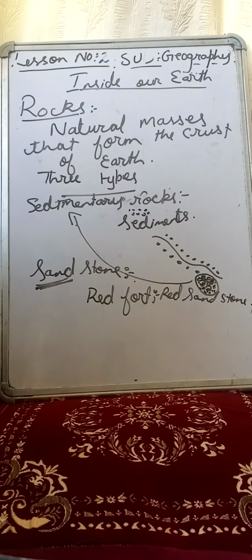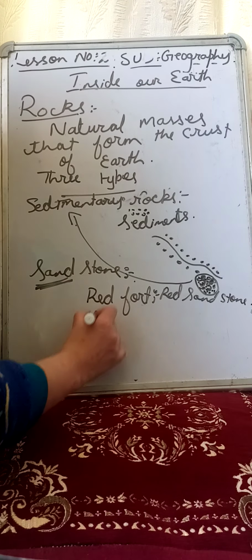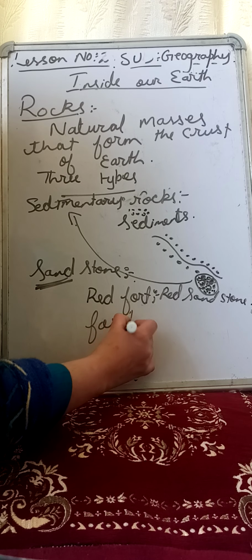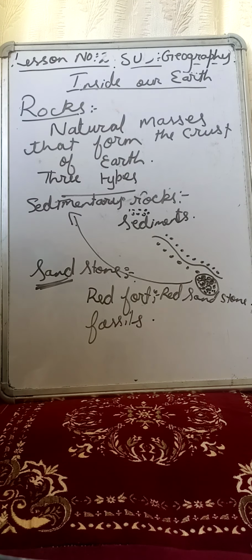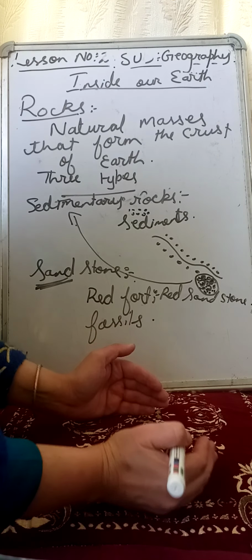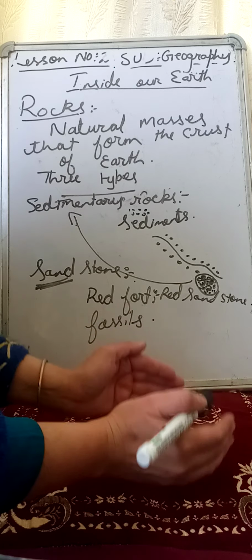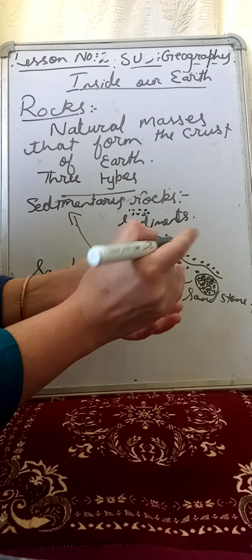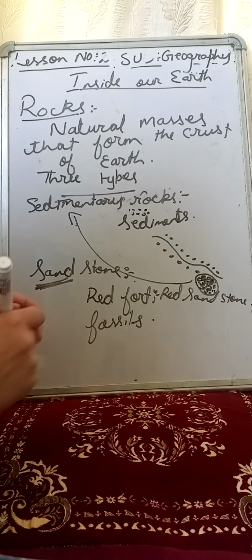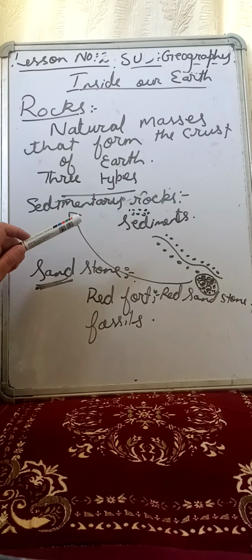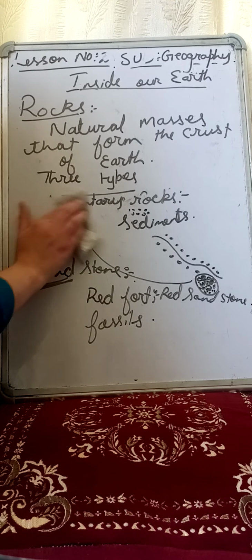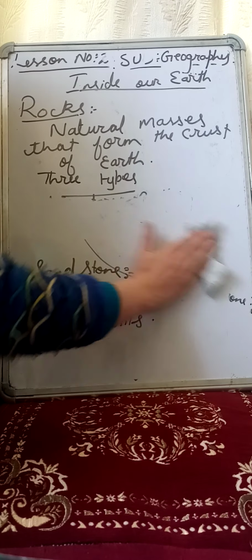Okay, we have many fossils also present in sedimentary rocks, because these sediments get collected, they take certain plants or certain animal bones with them and compress down. So we have certain types of fossils also present in sedimentary rocks. Okay, got it? Now we'll come to metamorphic rock.